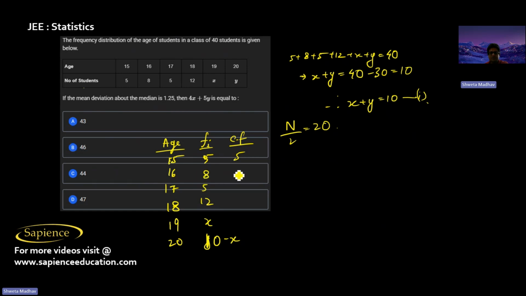Then this will be 5 plus 8, that is 13. 13 plus 5, that is 18. 18 plus 12, that is 30. 30 plus x, that is 30 plus x. And this will be 40. So now here we can say n plus n by 2 is 20.